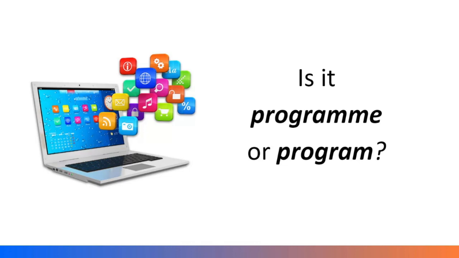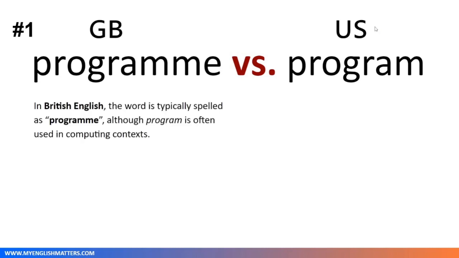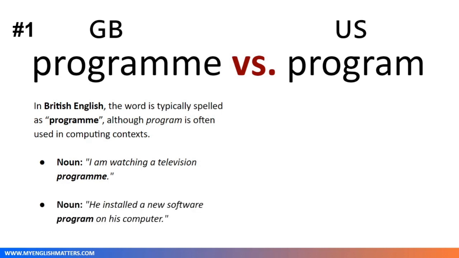Funnily enough, the first word is program. So in British English, the word is typically spelled as programme, although program is often used in computing contexts. Now let's take a look at this example. I am watching a television programme. That's right. And if you're talking about a piece of software, you can say he installed a new software program on his computer.